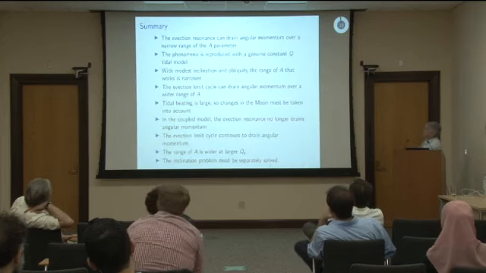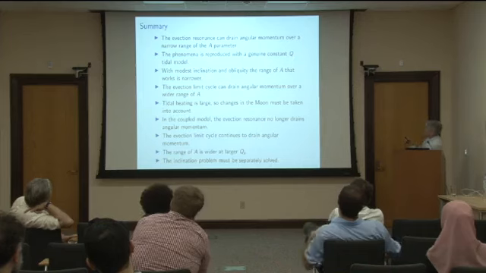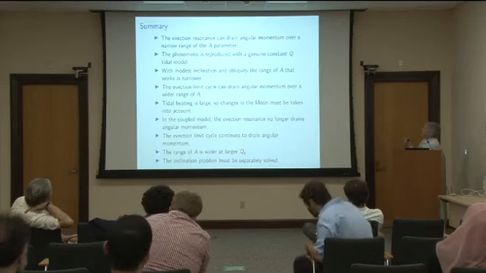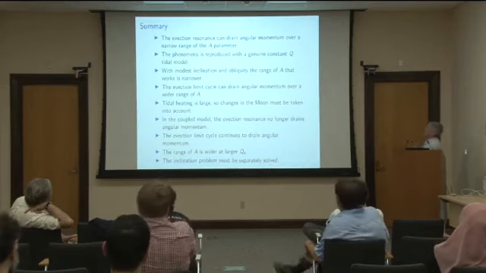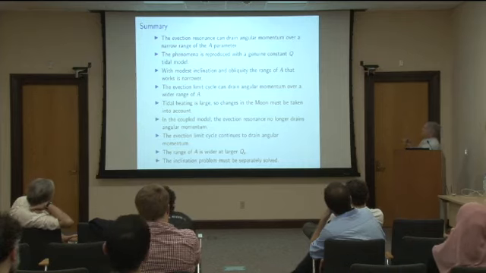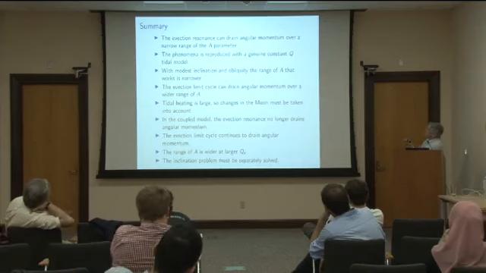This is the summary. I don't know if I need to read this. The evection resonance can drain angular momentum over a narrow range of A parameter. Our model, which we consider a more genuine tidal model, a genuine constant Q model, reproduces that result. Modest inclination and obliquity decrease the range of A that work.